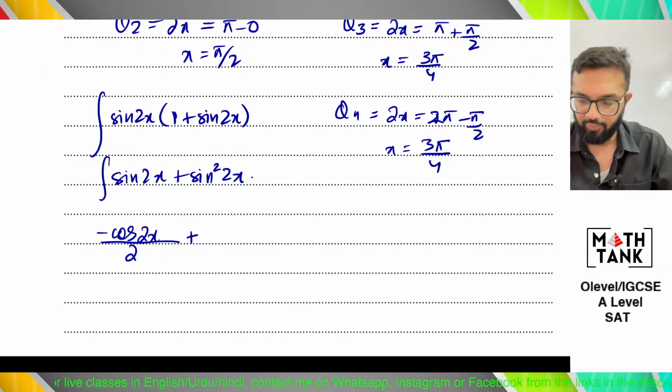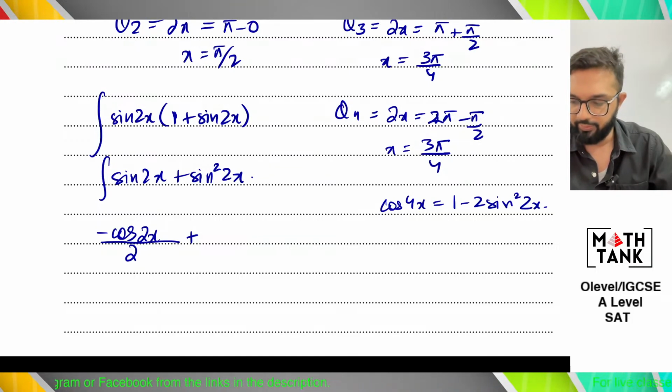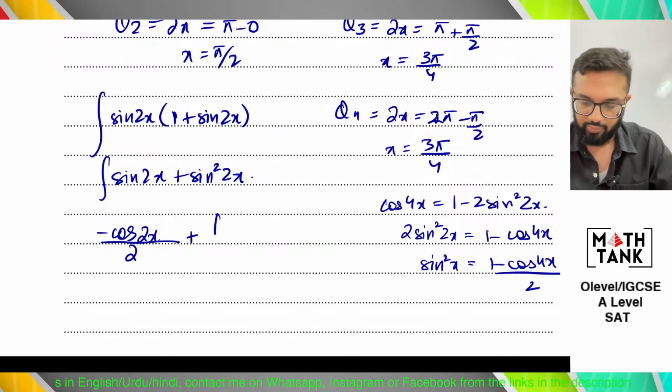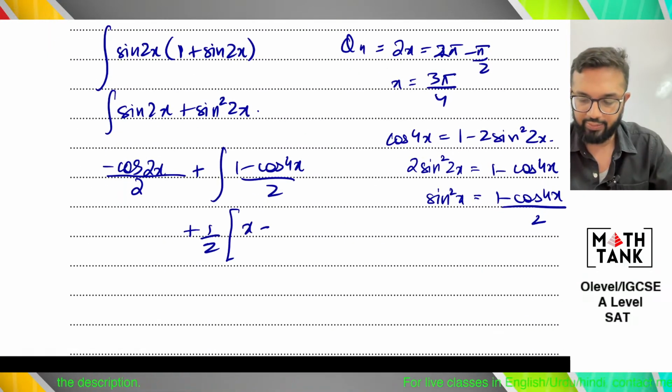Then this is the double angle formula that we've talked about in the past, that cos 4x is basically 1 minus 2 sine squared 2x. So 2 sine squared 2x basically boils down to 1 minus cos 4x, and sine squared 2x boils down to 1 minus cos 4x over 2. I can pull the half common and then integrate 1, which becomes x, and integrating cos 4x becomes sine 4x over 4.